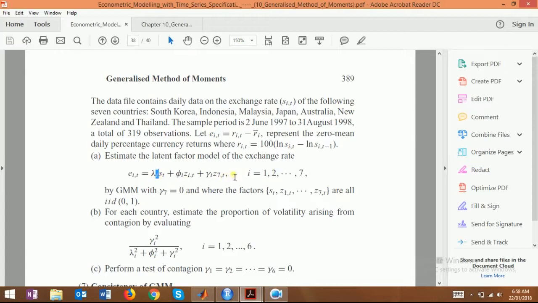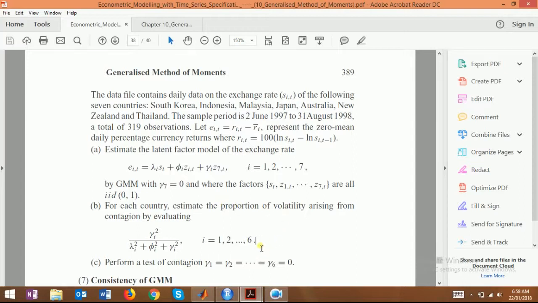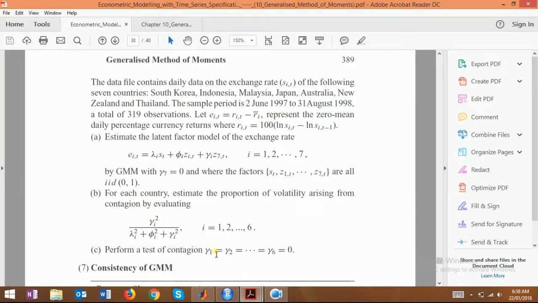Here the latent factor is s, and gamma I, sorry, I keep making the mistake, yes gamma I is our factor loading. So we have 7 countries, with lambda I and gamma, where the factors are all zero mean, 1 variance. For each country, estimate the proportion of volatility arising from contagion: we take the ratio of each parameter to the total for each country.